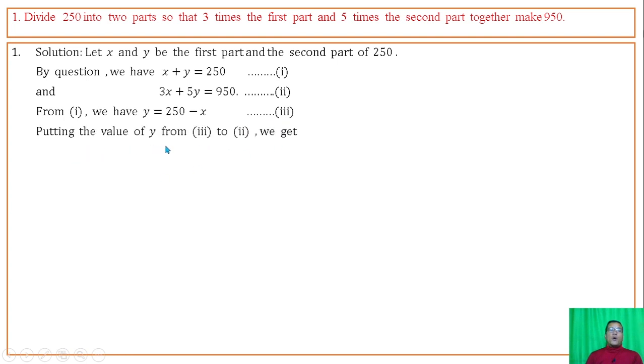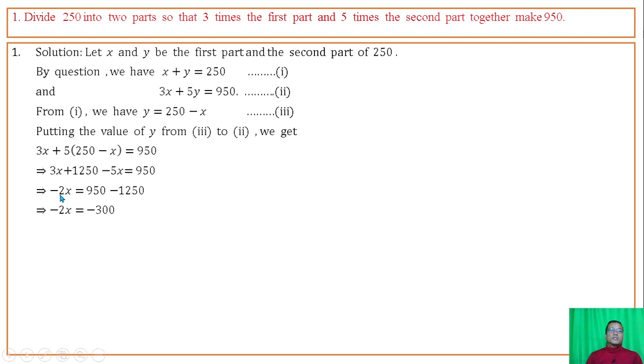Putting the value of y from equation 3 to equation 2, we get 3x plus 5 times of y, the value 250 minus x, equal to 950. Expand toroni, equation 3x plus 5 into 250 is 1250 minus 5 times of x, 5x, equal to 950. X, 3x ka minus 5x ka the sum the minus 2x phange. 1250 na right thanga the si phangani mabani ki difference the minus 300.